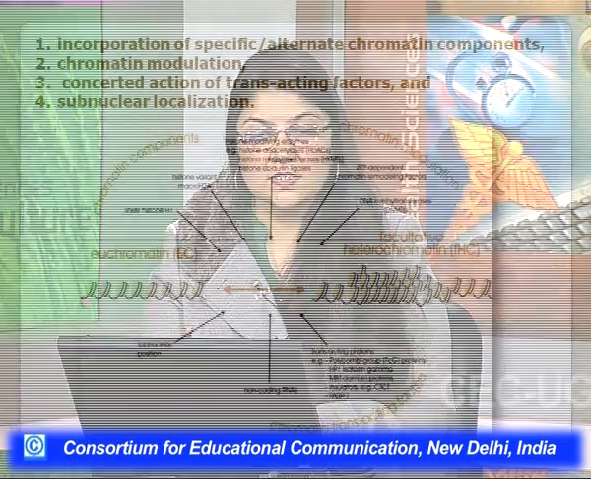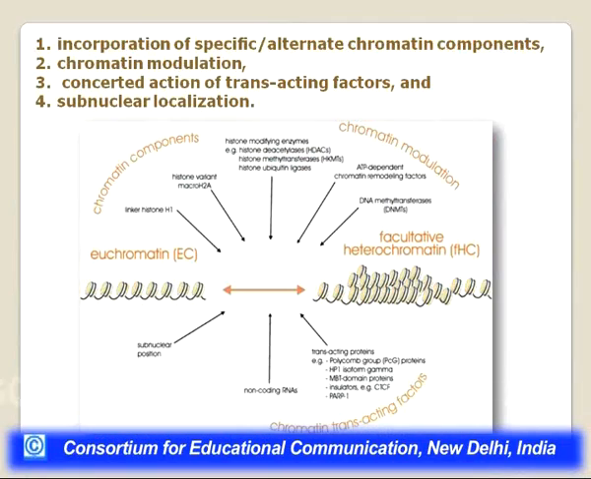Now, how can this FHC be established? The FHC establishment and/or maintenance is achieved by a combination of processes. The combination of processes is the incorporation of specific or alternate chromatin components. As you can see, facultative heterochromatin can change to form euchromatin, and the factors responsible for this can be certain kinds of chromatin components. That association of certain chromatin components can convert euchromatin into facultative heterochromatin.